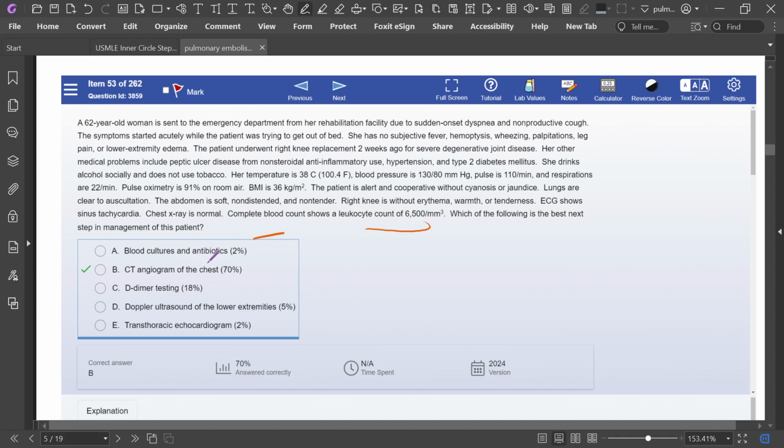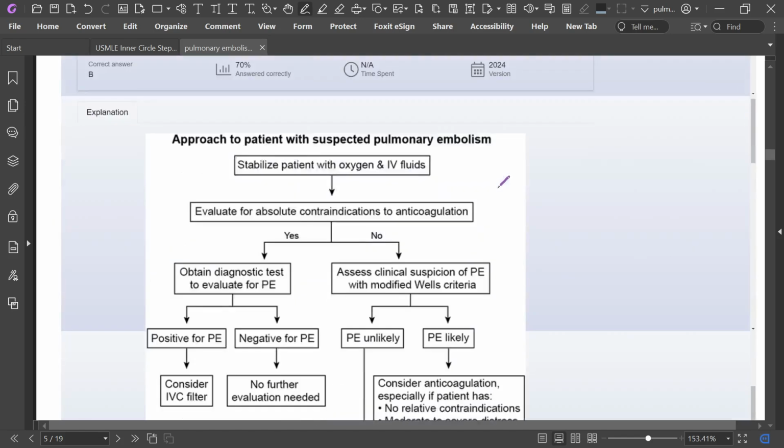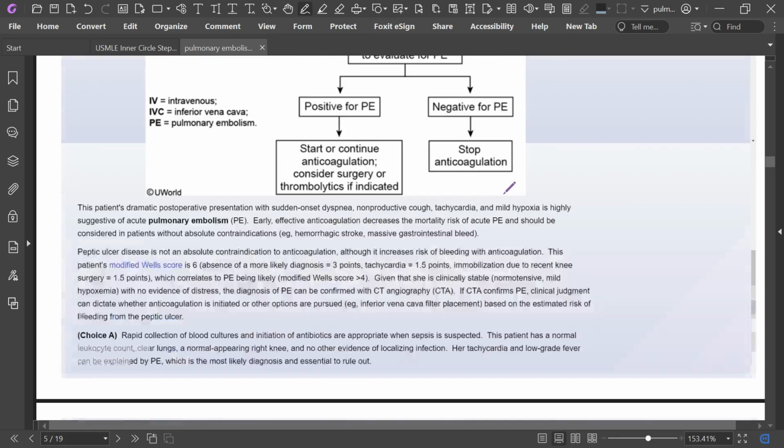A CT angiogram of the chest should be done. Why? Because this patient is hemodynamically stable, so CT angiogram should be done. According to this patient's Wells criteria, absence of a more likely diagnosis is 3 points, tachycardia 1.5 points, and immobilization due to recent knee surgery 1.5 points. So again 6 points. So it looks like pulmonary embolism. The clinical criteria of tachycardia and immobilization look like pulmonary embolism.